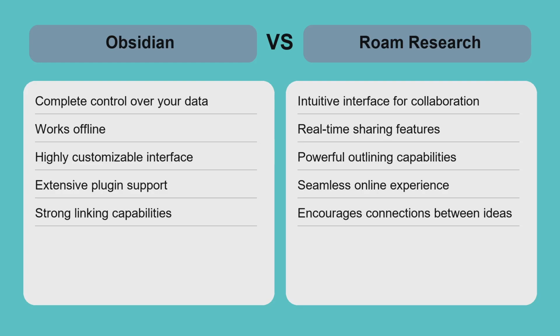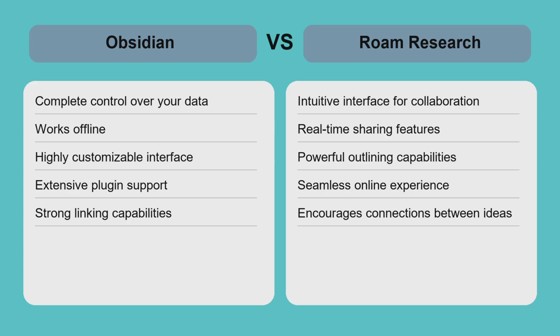When comparing Obsidian and Roam Research, consider how you plan to use the tool. For instance, if you prefer working offline and want complete control over your data, Obsidian is a strong choice. Its robust linking and markdown capabilities allow for deep personal insights.